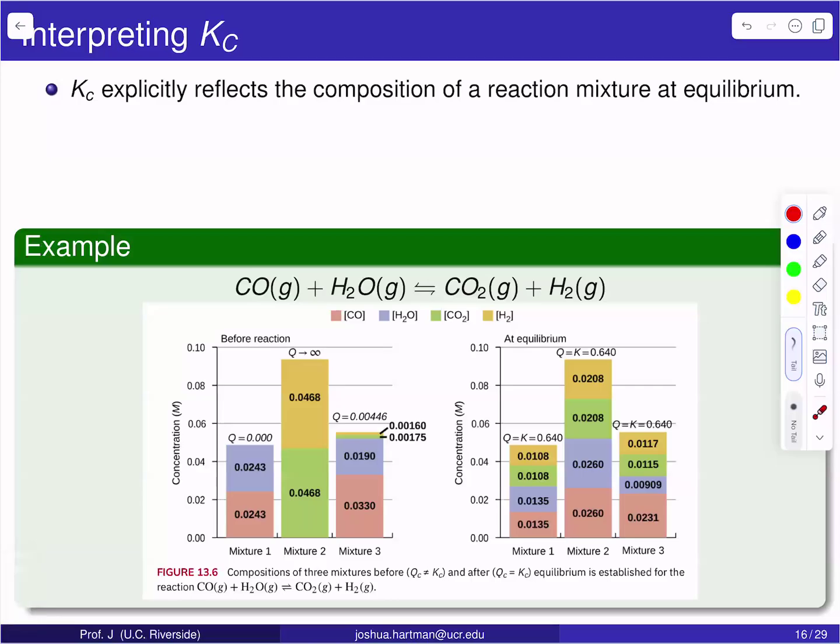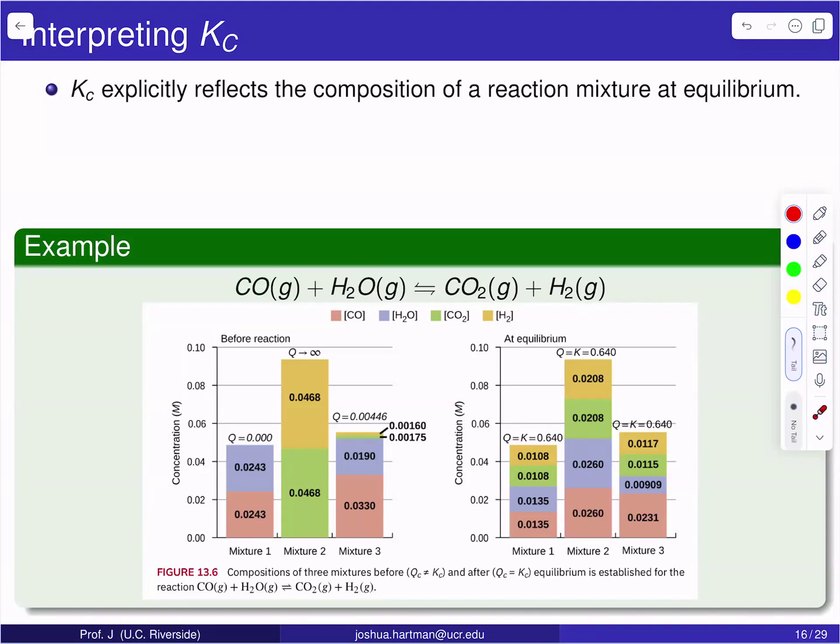All right, let's start with that second point, Kc. So Kc, if we want to interpret what that equilibrium constant Kc means, Kc is explicitly reflecting the composition of a reaction mixture at equilibrium, right? The equilibrium constant. All right, so let's look at another example reaction. In this case, it's a reaction of CO and H2O to form CO2 and hydrogen gas. All right, so let's consider three different mixtures, okay?